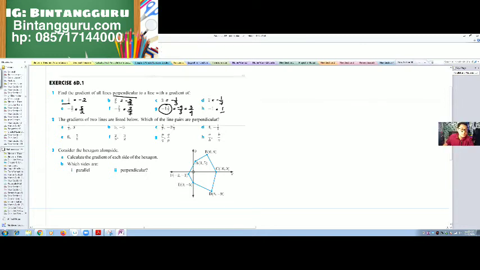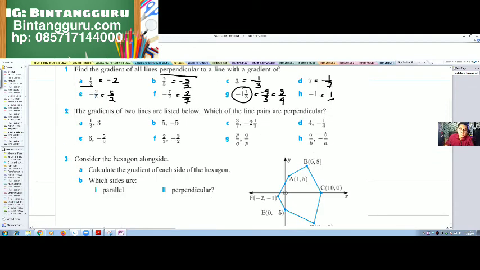For number 2, we have to find which of the lines are perpendicular. Perpendicular means m1 times m2 equals minus 1. So we have to find the product of the gradients, which is equal to minus 1. In this case, this is no, right? This is also no, right? This is negative 25. This is 3 over 7 and negative 7 over 3. Okay, so this is negative 1.